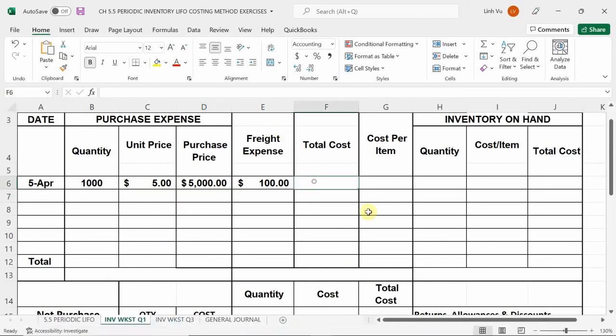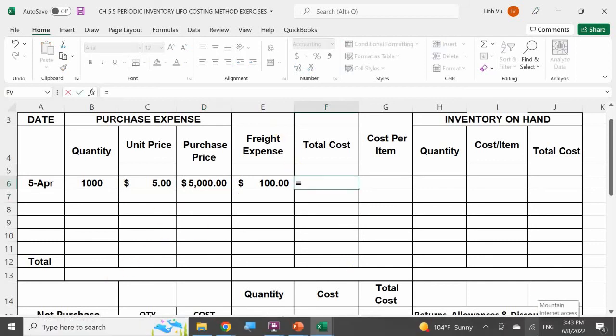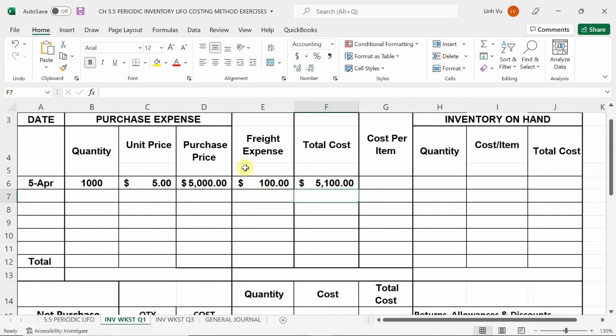What's my total cost going to be? It's purchase price plus freight expense. Purchase price plus freight expense. Okay, purchase price plus freight expense will give me a total of 5,100, right? I took my purchase price of 5,000 plus my 100 and I got 5,100. What about my cost per item?